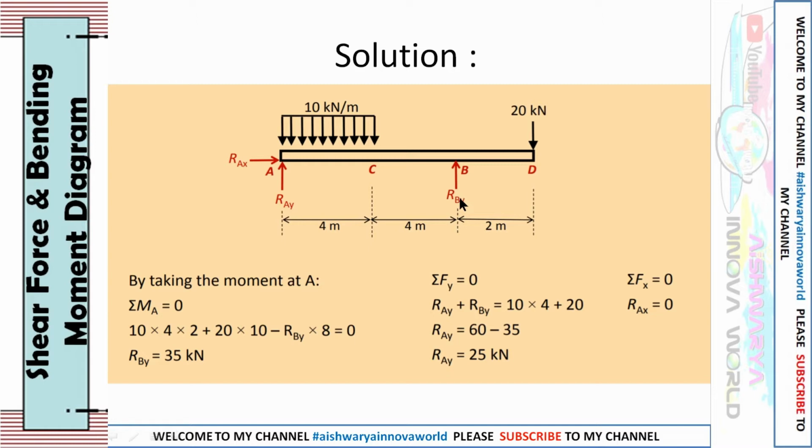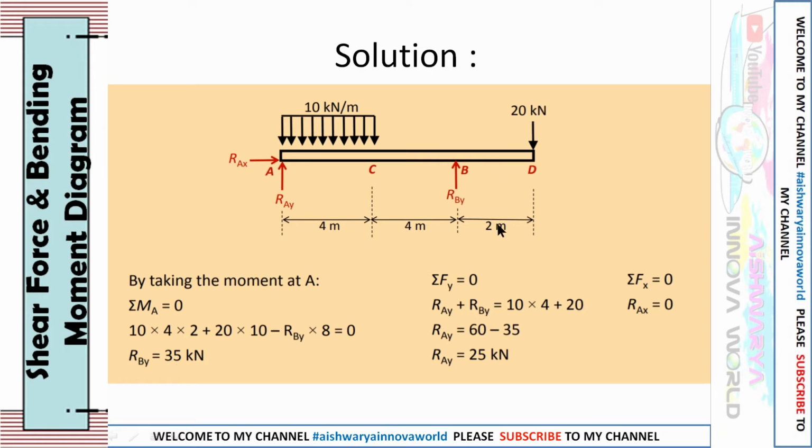another one, what we have here, 20 kilonewton. All are in the same convention, so no need to change that, keep it as kilonewton. This is also clockwise direction. So 20 into 4 plus 4, 8 plus 2, 10. So 20 into 10 in clockwise direction. Now comes RBY. RBY is acting in an anti-clockwise direction. So minus RBY into the perpendicular distance, 8, equals 0. From here, if you simplify this, you get RBY.